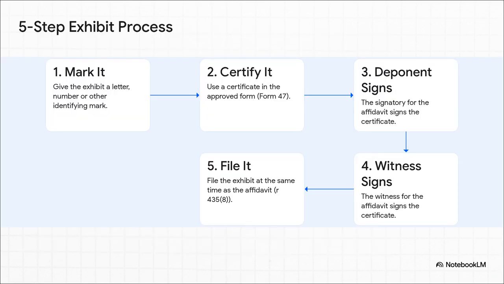Think of this 5-step process as your playbook for compliance. Every single step here is crucial, from marking and certifying the exhibit with the proper form, that's Form 47, to getting it signed. But you know what the most overlooked step is? It's that last one. The exhibit has to be filed at the same time as the affidavit. If you can internalize this process, you'll avoid so many simple, unforced errors.